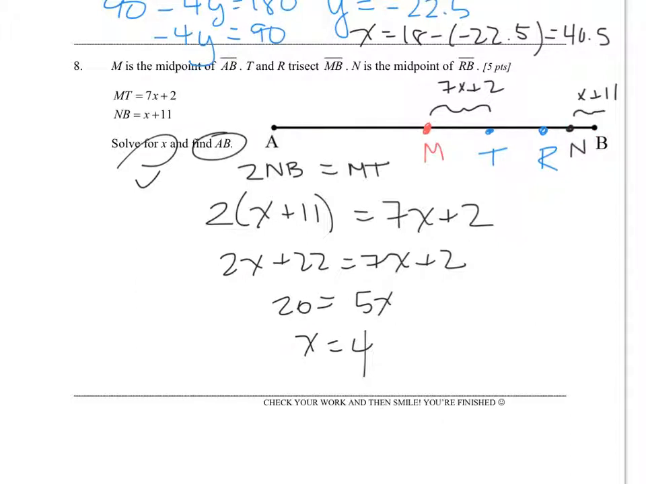So I'm going to go with plugging it into here. Okay, 7 times 4 is 28, plus 2 is 30. So the length of MT is 30, and there's 6 MTs in the whole line, so multiply that by 6 to get that the length of AB is 180.